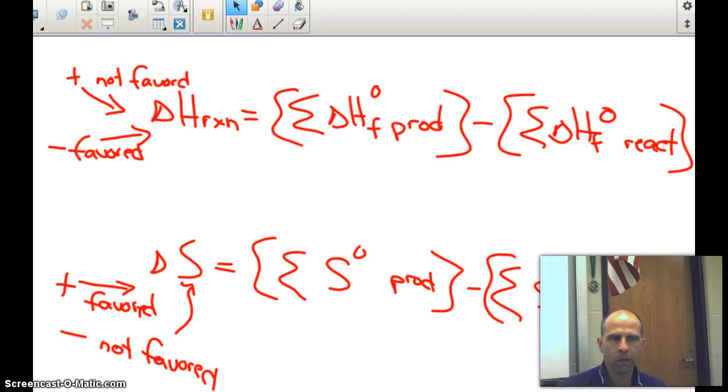If both of them are favored, like a negative delta H and a positive delta S, then yes, that one's going for sure. But if they're fighting each other, like some examples often do, then it's going to depend on what the temperature is, whether or not it can go. So the other major equation, I'll just take a second to write.